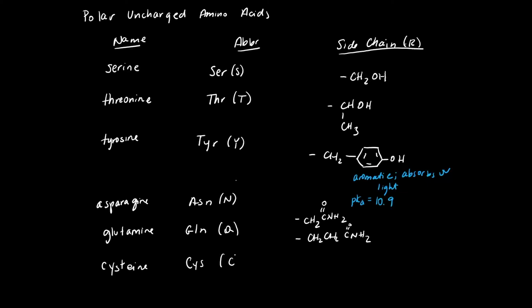Cysteine is a thiol, so it's CH2SH, and the pKa for this group is 8.1. So that's relatively close, or 8.2, sorry. That's relatively close to our physiological pH.